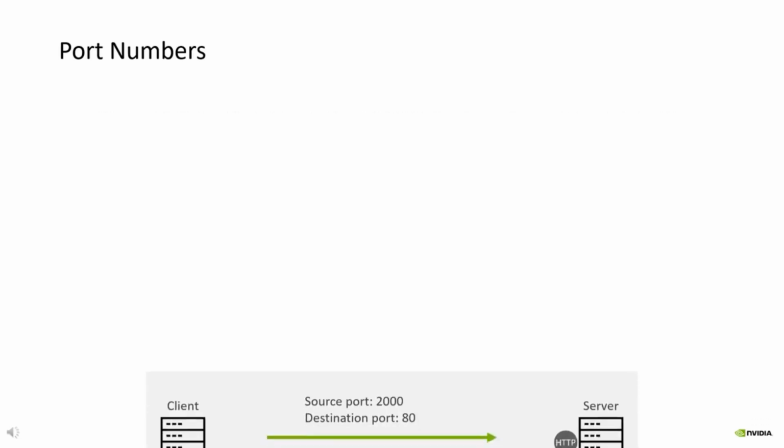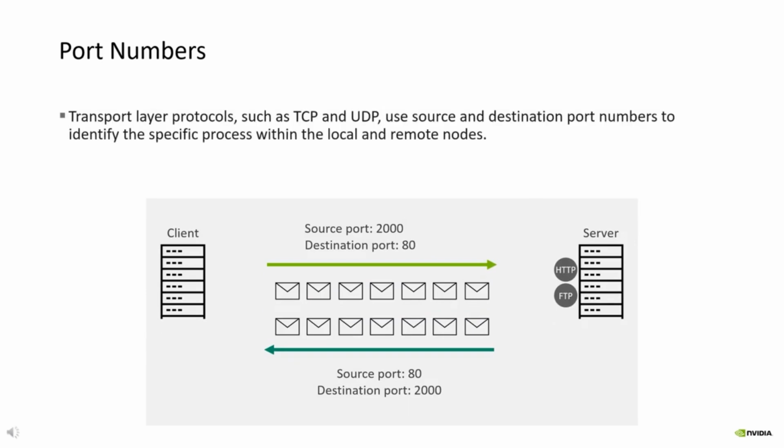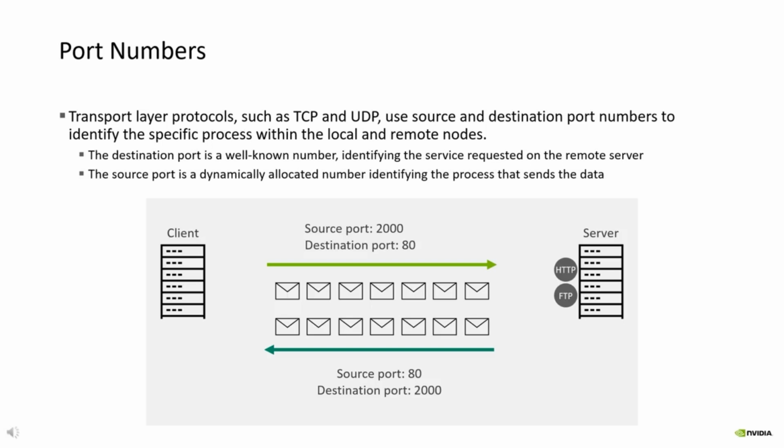One thing that TCP and UDP have in common is that they both use source and destination port numbers to identify the specific process within the local and remote nodes. The destination port is a well-known number, identifying the service requested on the remote server. The source port is a dynamically allocated number identifying the process that sends the data.